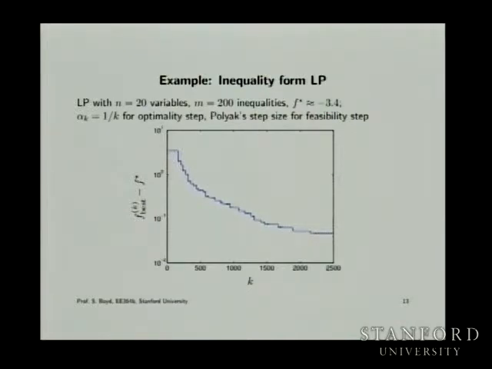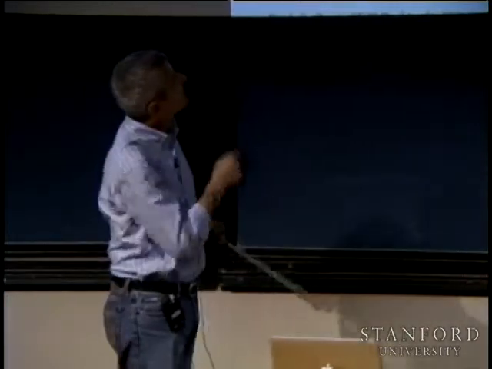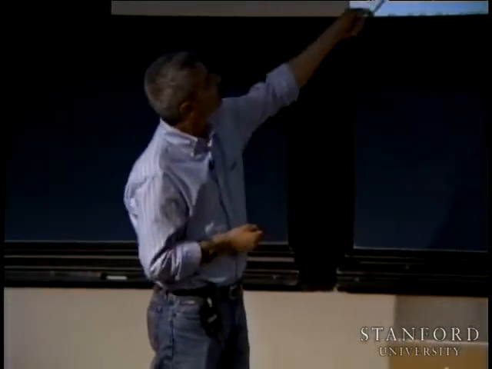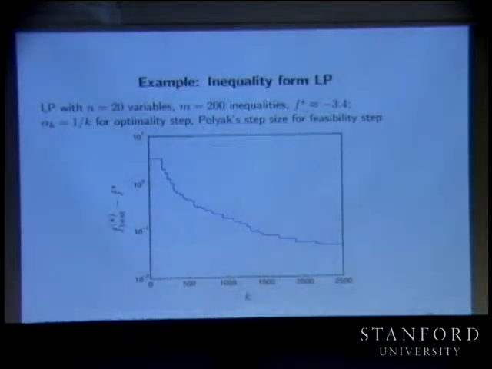Oh, by the way, when we do the feasibility step, you can do a Polyak step size. Because if you're doing a step on fj, which is a violated inequality, what you're interested in is fj equals 0. You are specifically interested in that, so your step size can be the Polyak step size. And this would be an example of sort of the convergence, f minus f star.